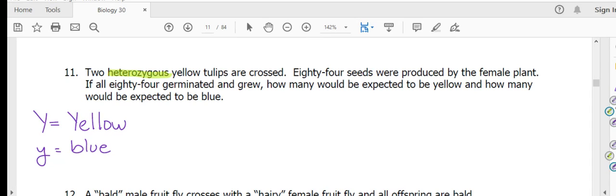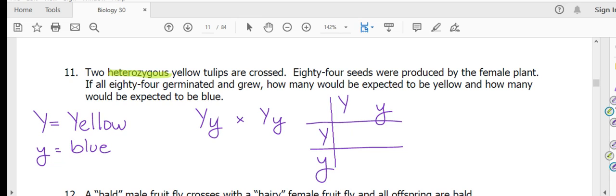The 2 heterozygous tulips are crossed. So those are my genotypes for the parents. And we want to find how many of their offspring were yellow and blue. So we need to put our genotypes or gametes from those into a Punnett square. Okay, and we have 1 blue.